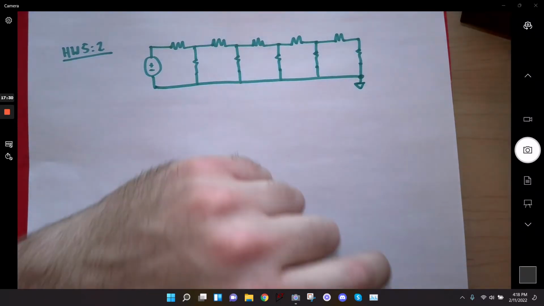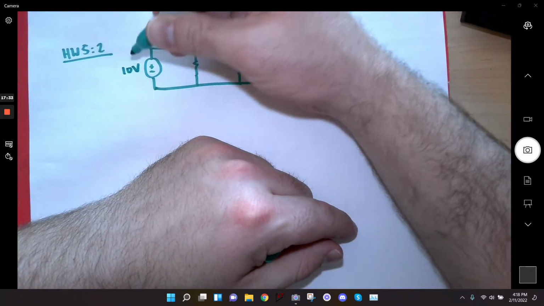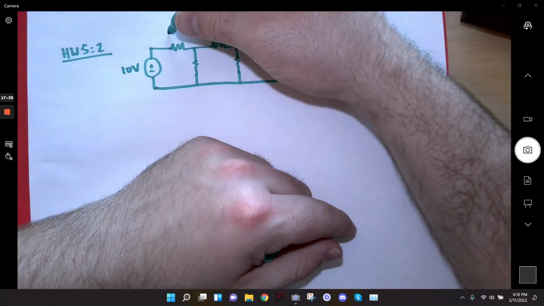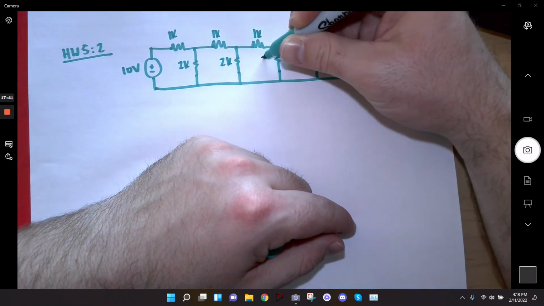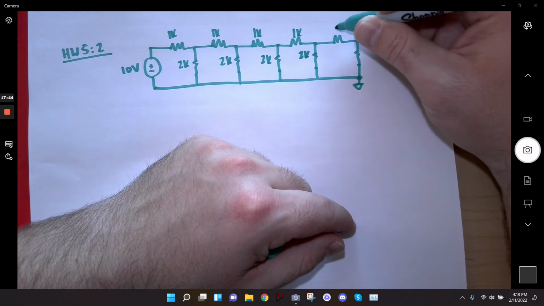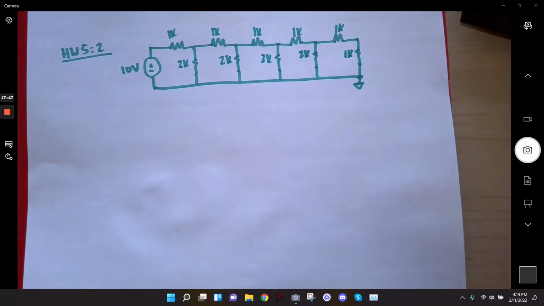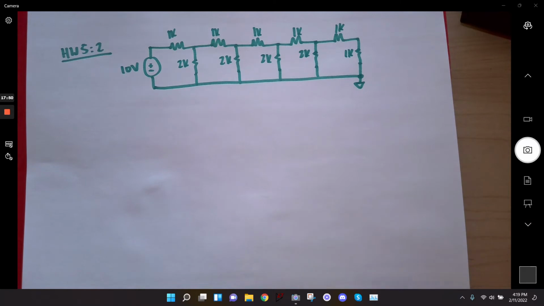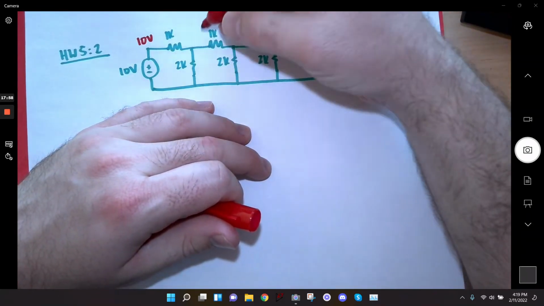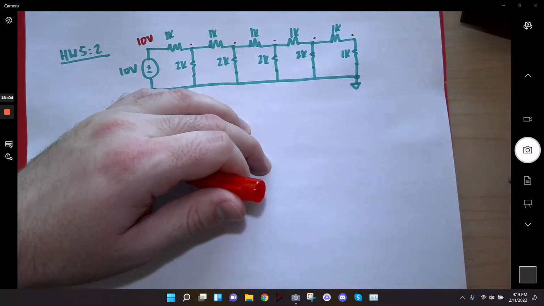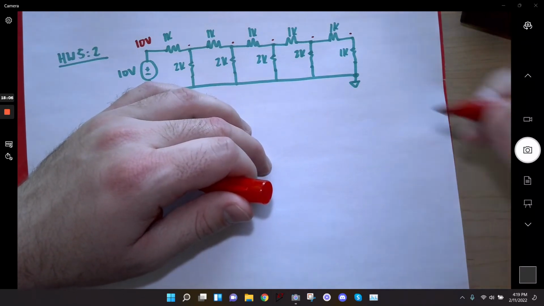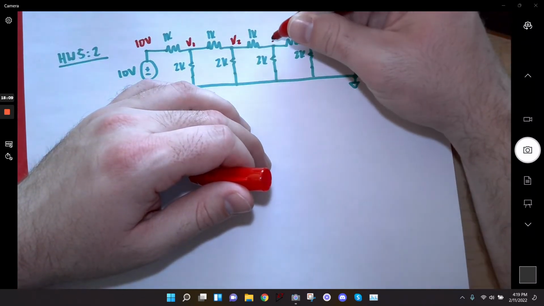This is basically what the circuit looked like, and then we've got a 10 volt voltage source out here. We've got 1K, 2K, 1K, 2K, all the way down until we get to the end. I think most people would be comfortable with me saying that this first voltage here is 10 volts, right? But we also need to find this voltage here, here, here, here, and here. I don't remember exactly what I called them. Maybe it was V1, V2, V3, V4, V5. So let's just go with that.